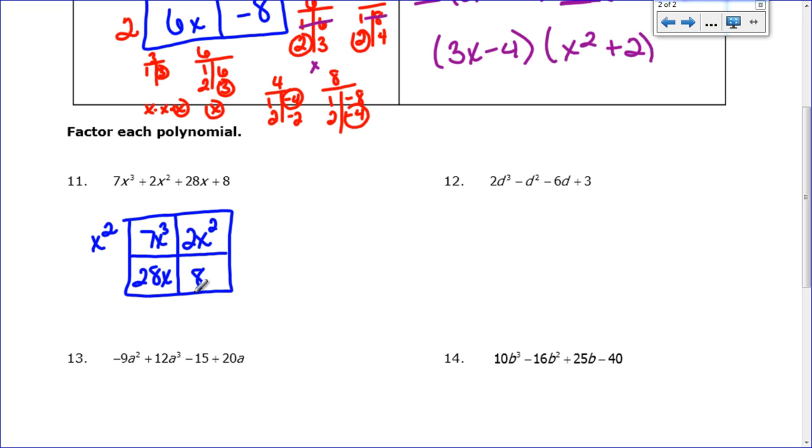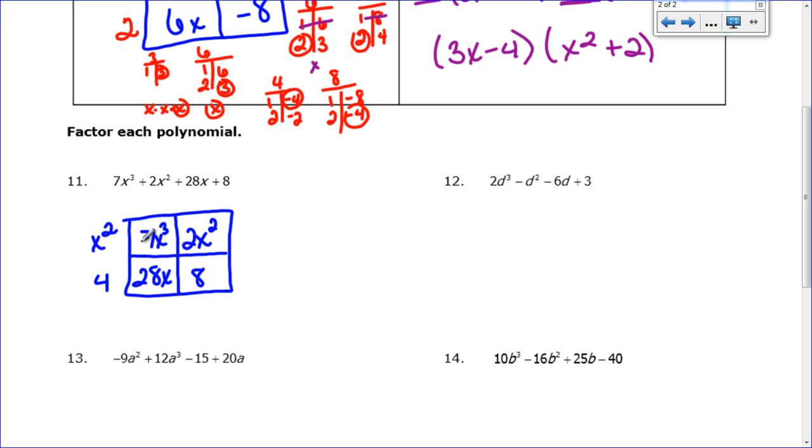Then for the bottom row, 28x and 8, if I start thinking about factors of 28 and 8, the greatest common factor for those 2 numbers happens to be a 4. This 4 will go into 28 7 times and it'll go into 8 2 times. They don't both have a variable, so no variable goes here.